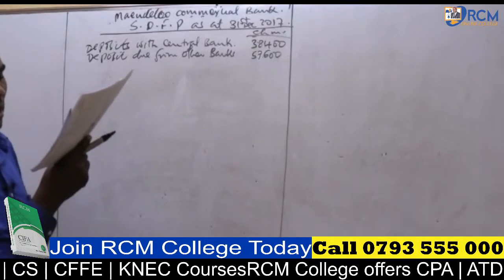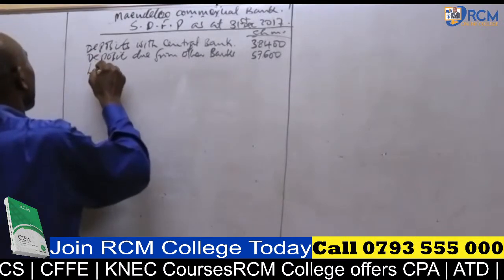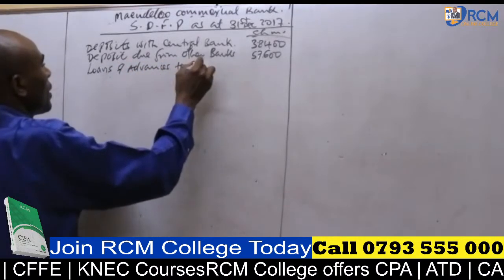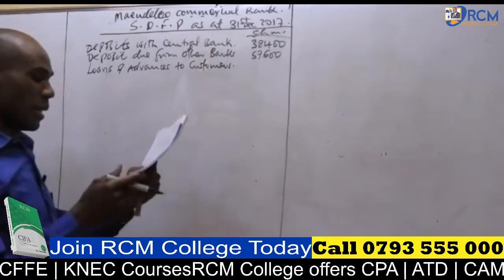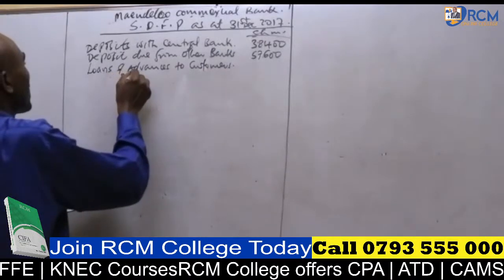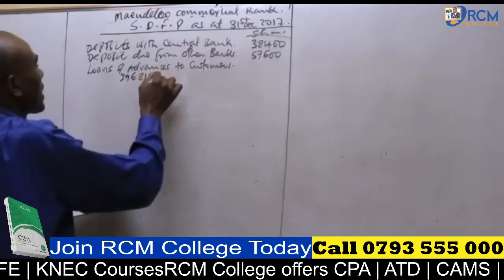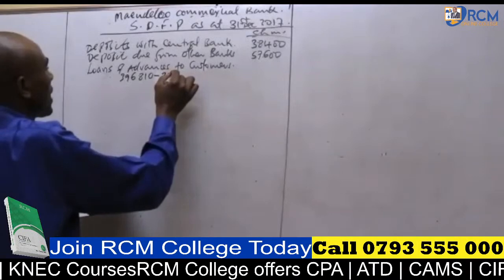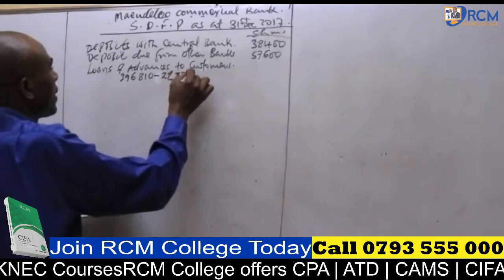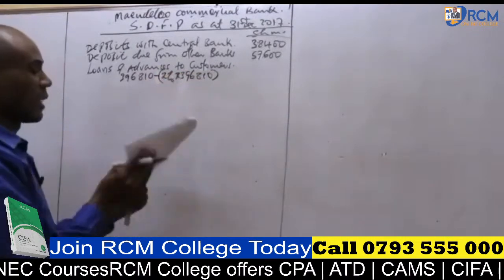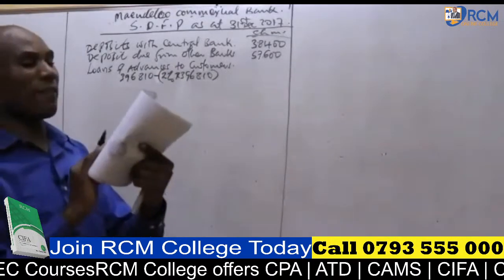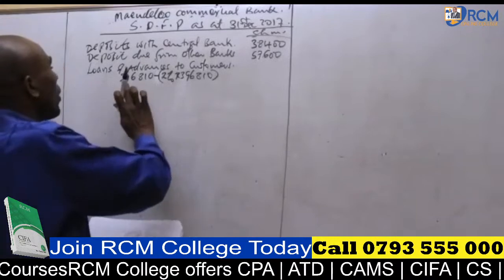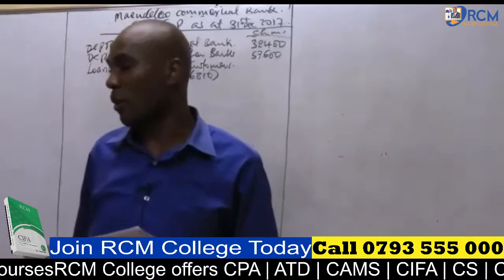Loans and advances to customers. We were given 396,810, but we less the 2% loss allowance of 396,810 from note number 3. Note number 3 says the provision and allowance for unserviced loans is to be created at 2% of the outstanding loans and advances to customers. Therefore, when we are reporting these loans and advances, remember we have the loss allowance, which we already computed.